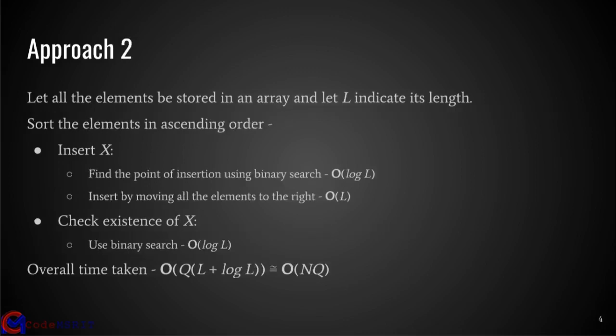Another approach would be to sort the list in ascending or descending order and maintain this order invariant throughout. To insert a new element, it would take n steps as all the elements greater than the new element need to be shifted right. Binary search can be used to check if an element exists. But the overall time taken still remains the same.